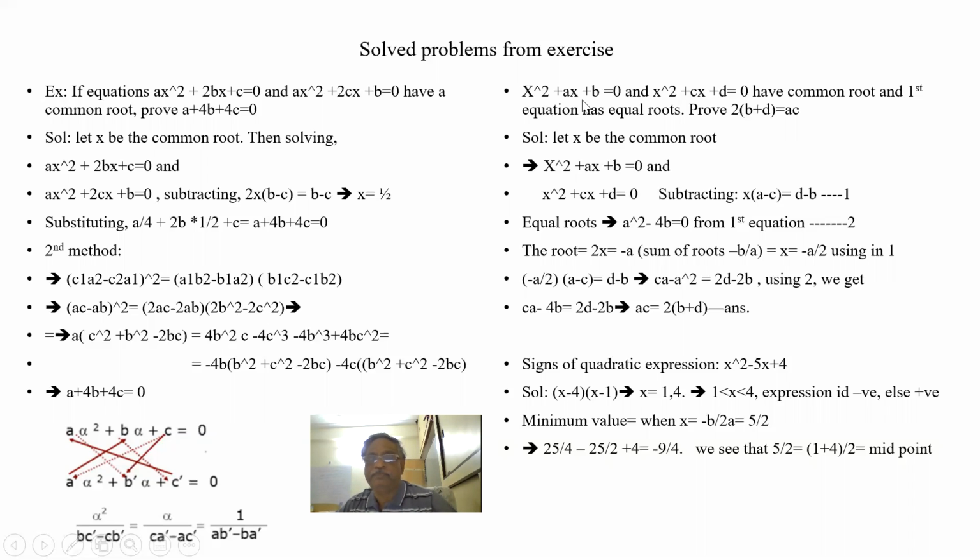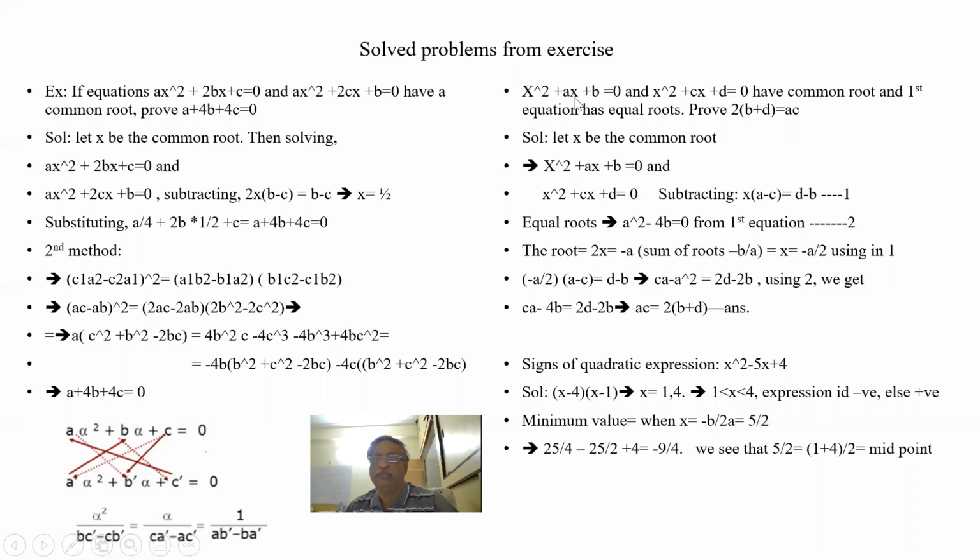Now, let us see another problem. If x square plus x plus b is 0 and this have a common root, and the first equation has equal roots, prove this. Two conditions: these two have a common root and this has equal roots. So let x be the common root. I have brought the same equations down here. When I am subtracting, I am getting x into a minus c is equal to d minus b, equation 1.